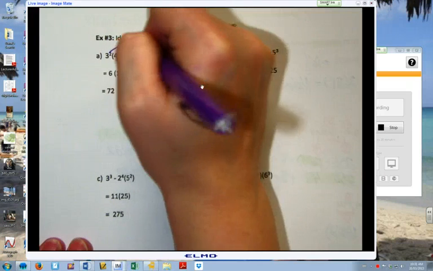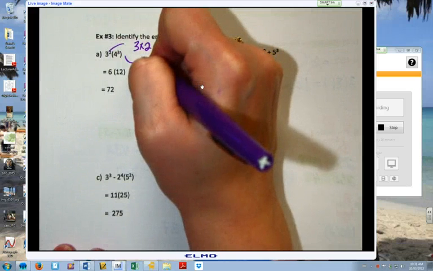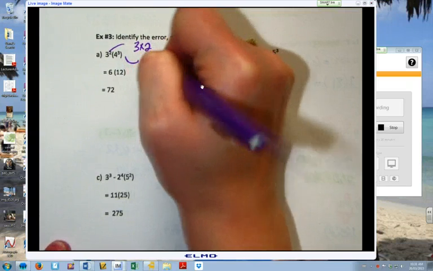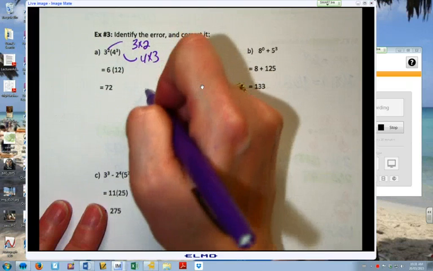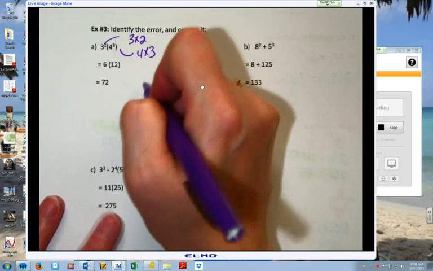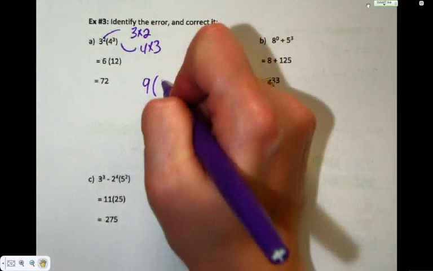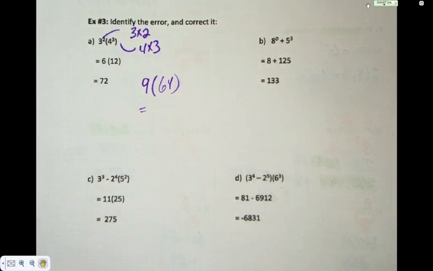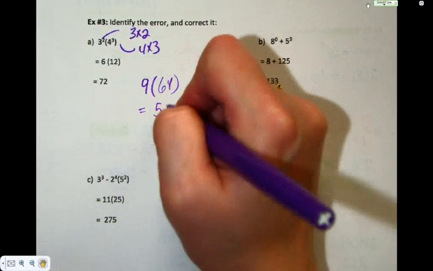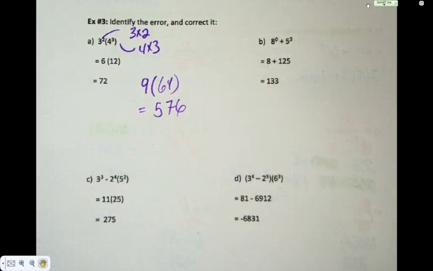Yep, they did 3 times 2 and 4 times 3. What should they have done for 3 squared? Which is? And what should they have done for 4 cubed? 64. 9 times 64. Sorry, 5. That sounds confirmed.